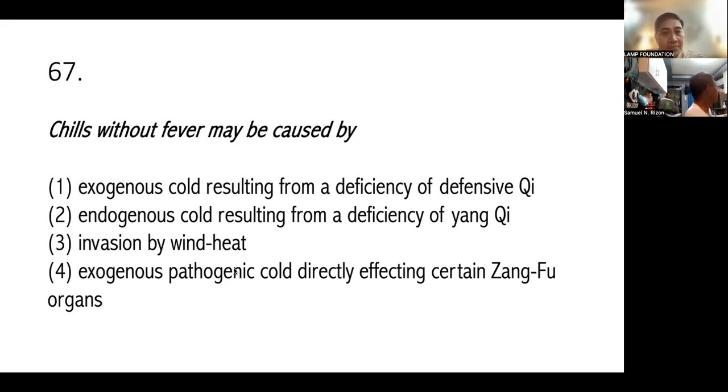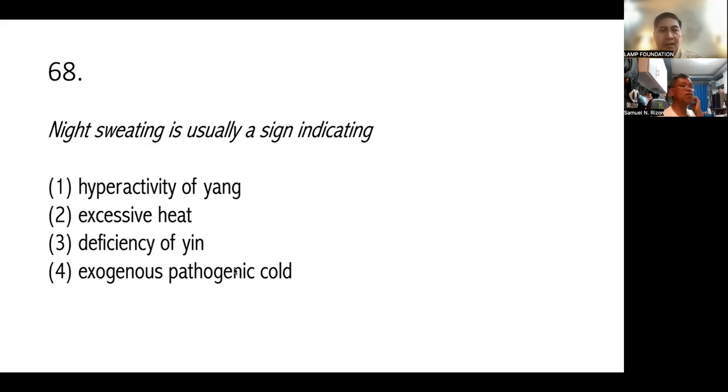exogenous cold resulting from a deficiency of defensive qi, endogenous cold resulting from a deficiency of yang qi, invasion of wind heat, and exogenous pathogenic cold directly affecting certain Zangfu organs. My answer here is 2 and 4, letter B, letter C. So this is not chills without fever. Okay. Directly affecting the Zangfu. Okay. 2 and 4. Invasion. Okay, 68.